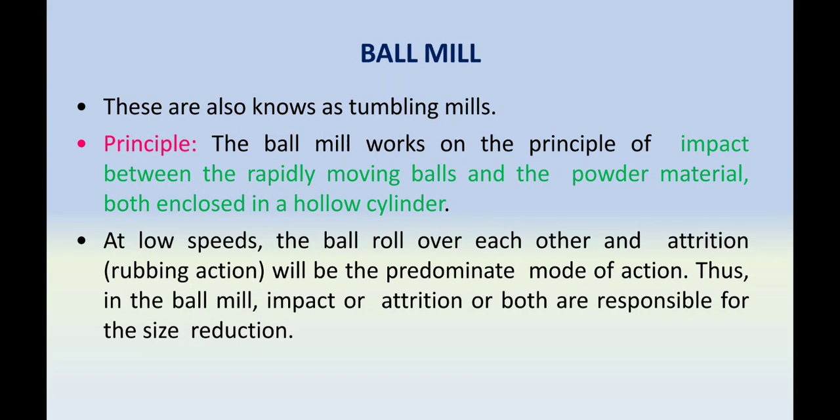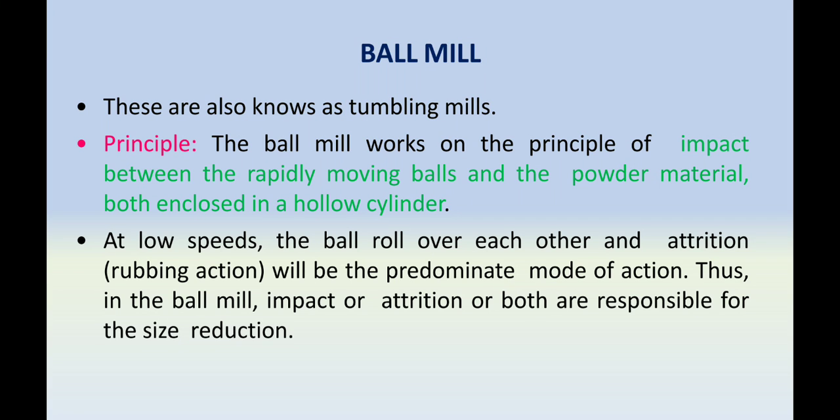Ball mill is also known as a tumbling mill. The principle of ball mill is based on impact and attrition both. Impact means strong effect of something and attrition means rubbing action. So at low speed, the balls roll over each other and attrition will be the predominant mode of action. Thus, in the ball mill, impact or attrition or both are responsible for size reduction.